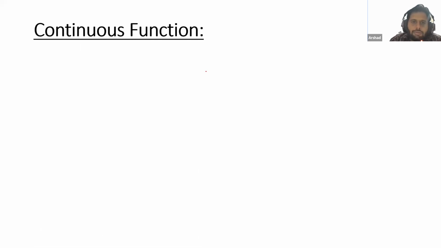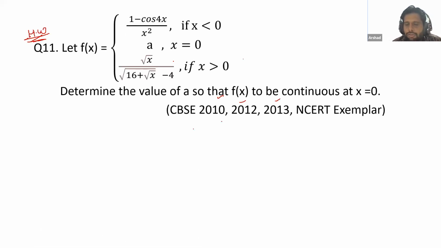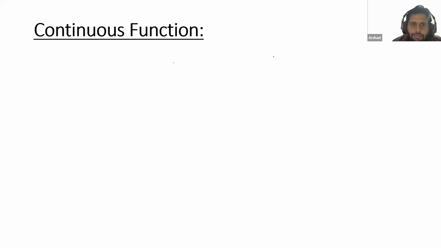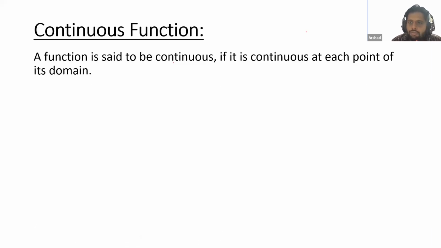Now, next topic. Till now, we have checked what is the continuity at a point. If you analyze all these questions, we have checked whether the function is continuous or not at a single point, or we have to find the value of a variable if the function is continuous at a single point. But in this topic, we have to check whether the function is continuous or not. So what does this mean?